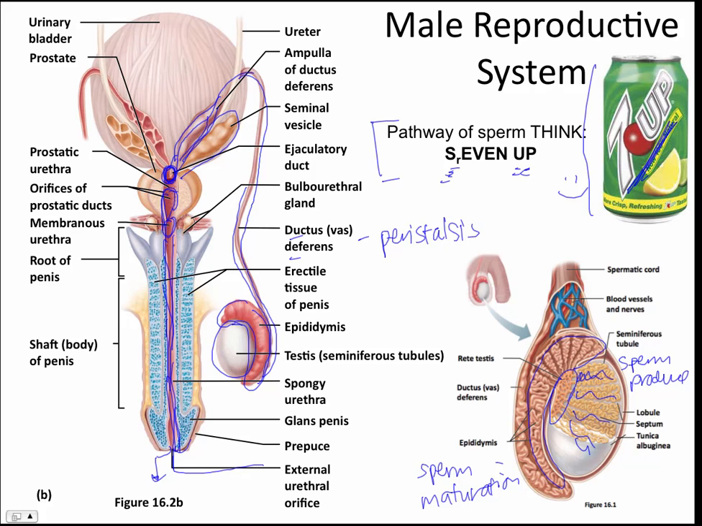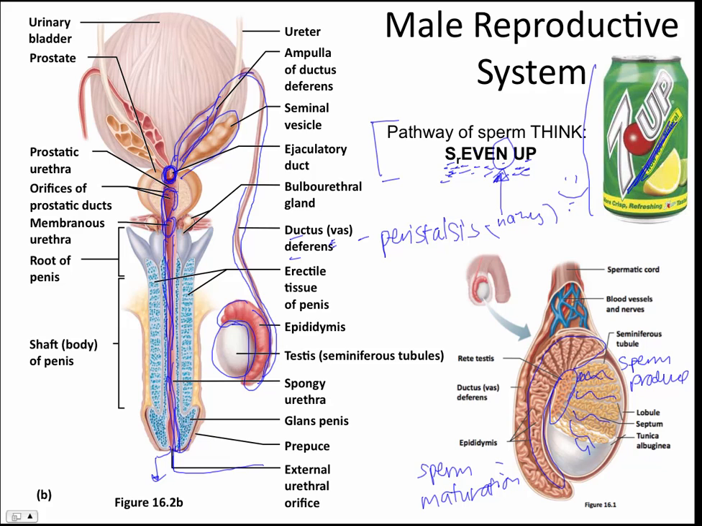Okay? So S, seminiferous tubules, rete testes, E being that epididymis, V being that ductus or vas deferens, E being that ejaculatory duct, N, oh this one, I couldn't think of anything for that, so you can just think of it as nothing. And then U is the urethra and then out of the penis, so 7-up.